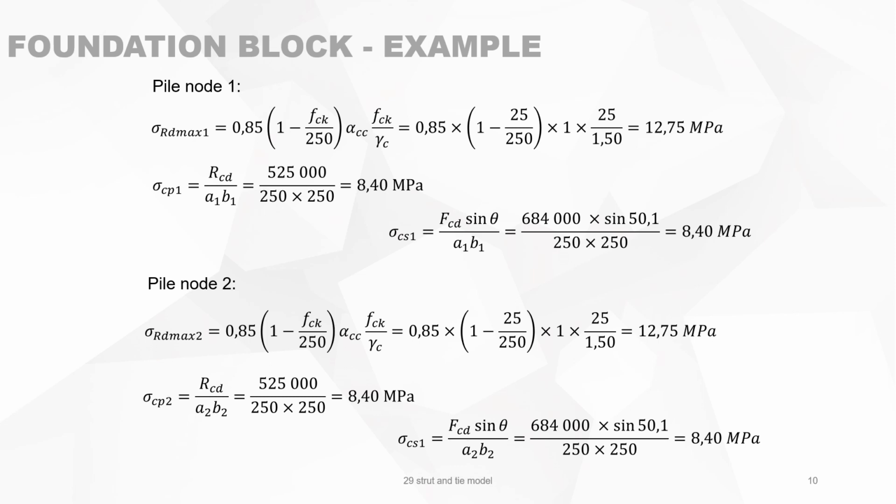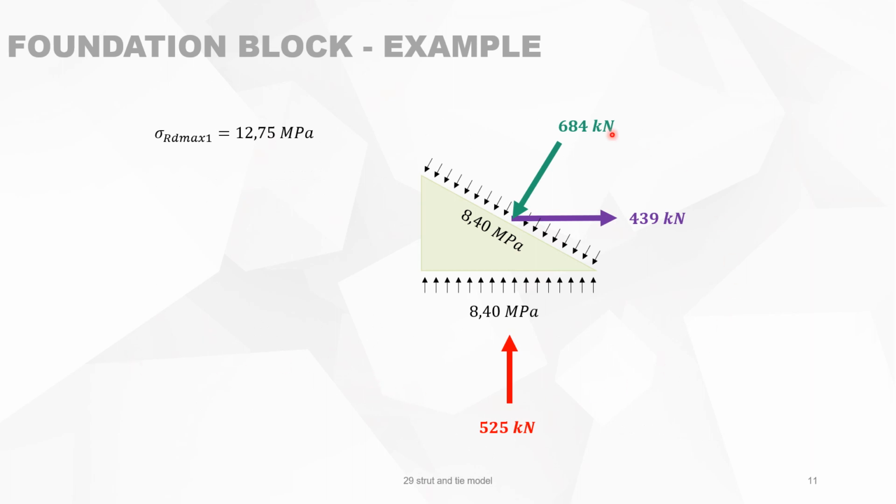So now the 3 nodes are checked, the one on top and the 2 on the bottom of the foundation block, and those nodes are okay regarding the maximum allowable compressive stresses. A small sketch shows that for the left hand side node, you have the reaction force of the pile 525, which gives you a stress of 8.4, and the stress on the surface adjacent to the concrete strut is also 8.4 megapascal, and the tie force is 439 kilonewton.